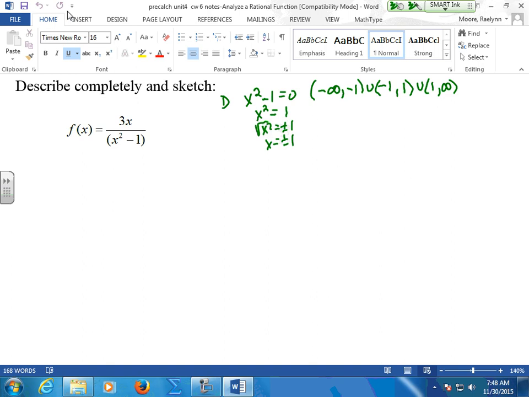Alright, y-intercept. We look like on our graph we have a y-intercept, so we set x equal to 0. So this is going to become 0, that's going to become 0. So what is y going to become?